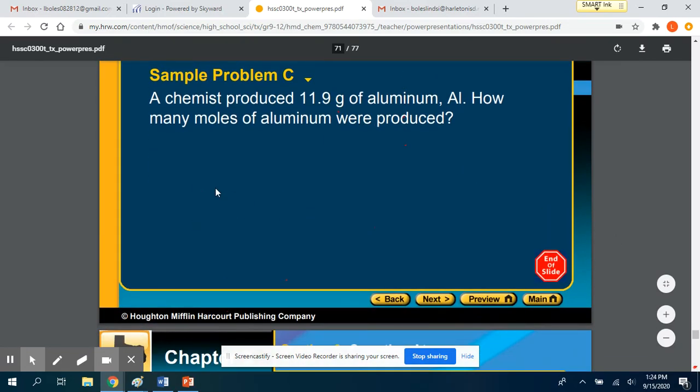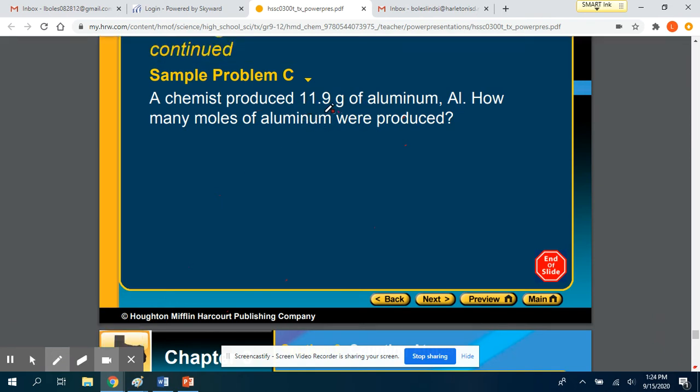A chemist produced 11.9 grams of aluminum. 11.9 grams is our given. Aluminum is our element. They want to know how many moles. All these start the same, just like your other dimensional analysis problems. You need to start with what they give you, which is 11.9 grams of aluminum. You have to carry those elements. Put it in your first box, and whatever unit is here, put it down here to cross out.